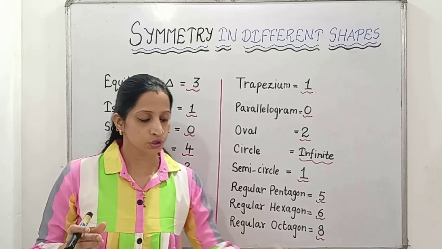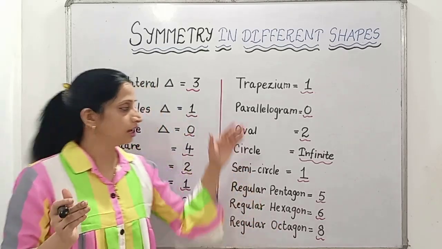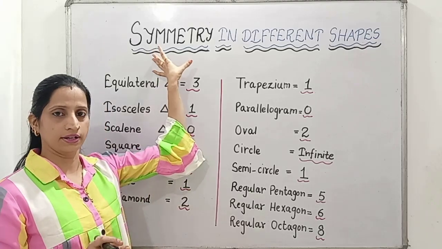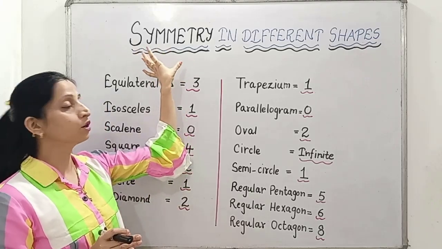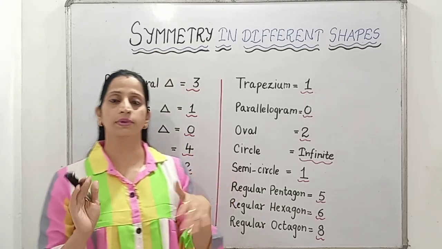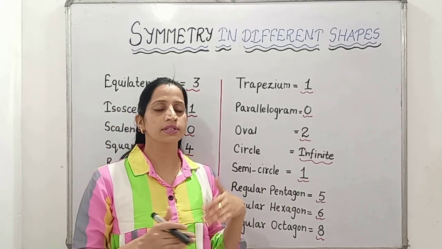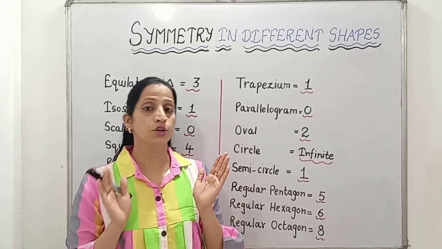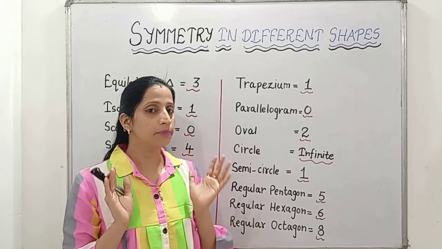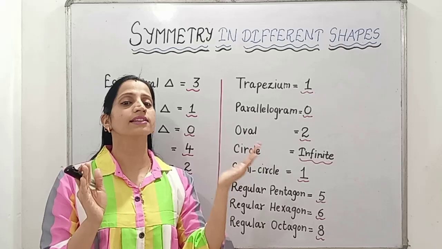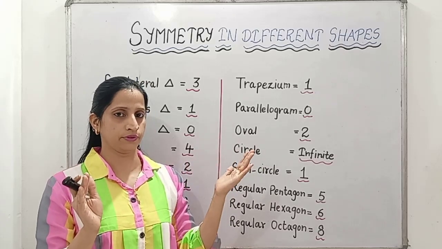Okay? So, before beginning with these shapes, let's learn what is symmetry. What is the meaning of this word symmetry? Symmetry can be seen in any object, in any shape. This means an object or shape is said to be symmetrical when one half is exactly the same as the other half. Okay?